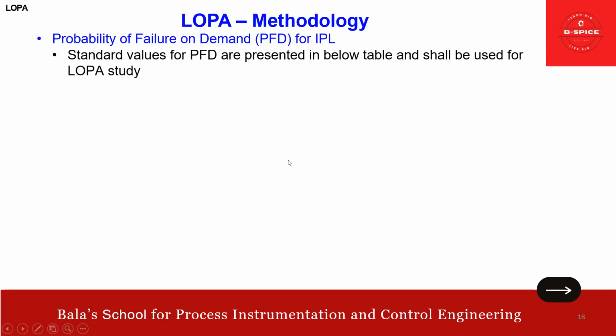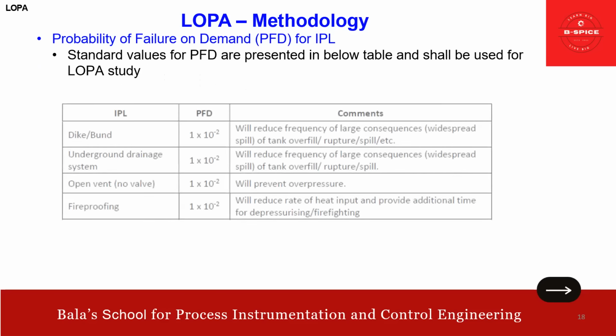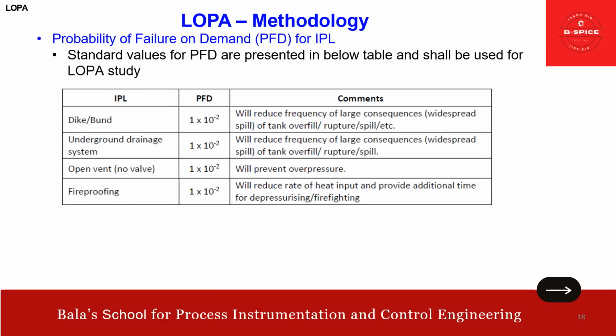Now, the probability of failure on demand for IPL. Now we have the standard values. Actually, I'm going to present that also to you, like what we discussed, right? Earlier we have some standard values for the chemical plant. So for that, I have the PFD for each item. This is the probability of failure on demand.